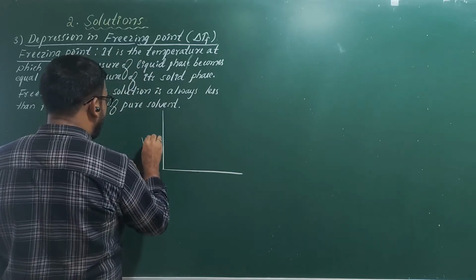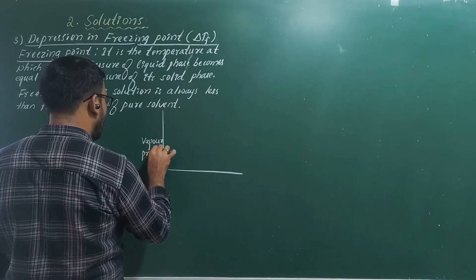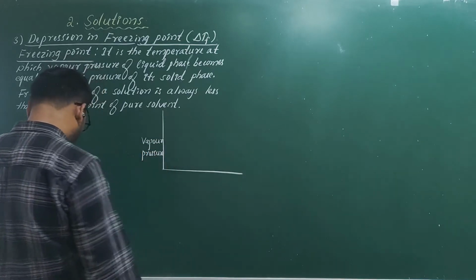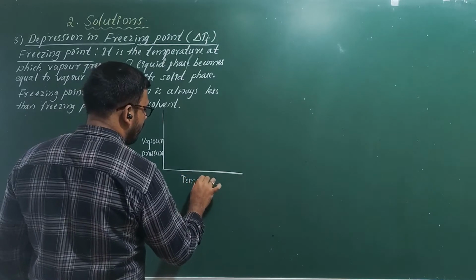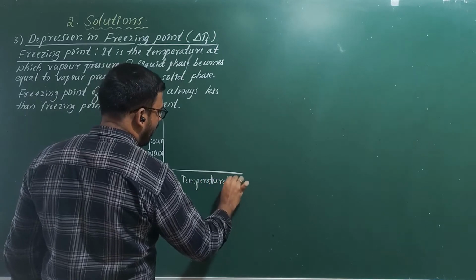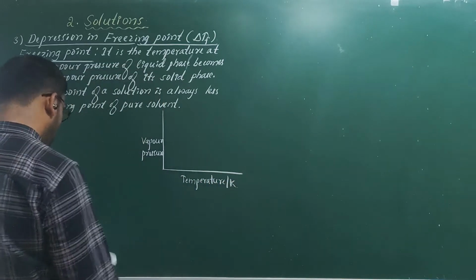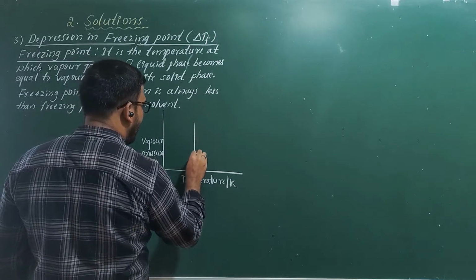Here I will take vapor pressure, and temperature in Kelvin. Temperature is in Kelvin. Okay, so the graph is like this.